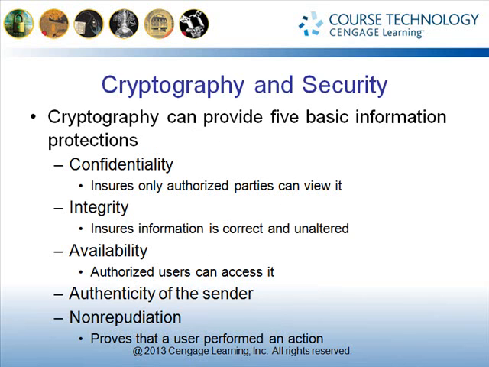Now, cryptography can provide 5 basic information protections. Cryptography can protect the confidentiality of information. It ensures that only authorized parties can view it. When private information is transmitted across the internet or stored on a file server, its contents can be encrypted, which allows only authorized individuals who have that algorithm key to see it. So cryptography protects the confidentiality of information.